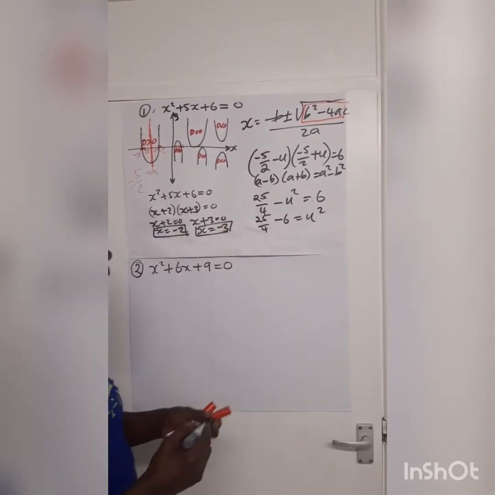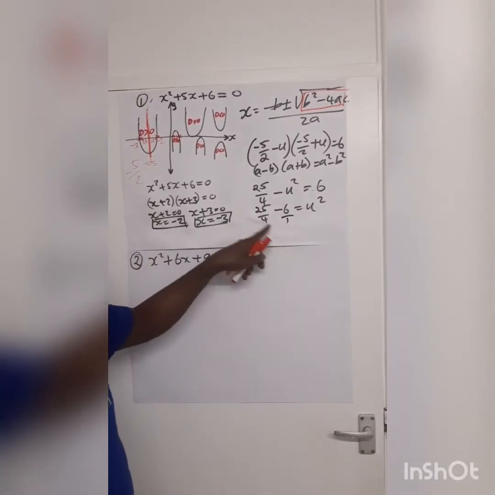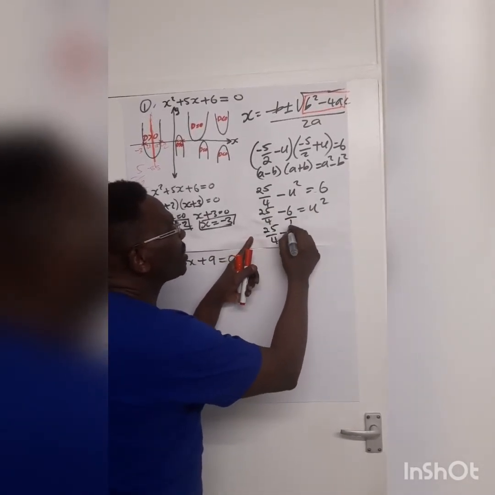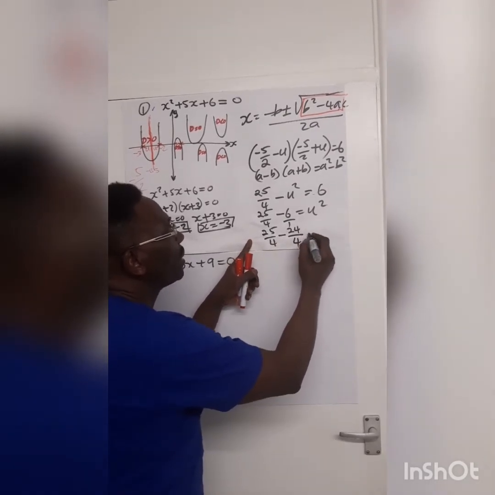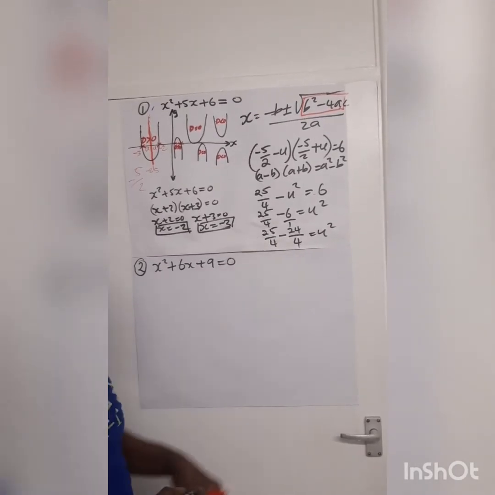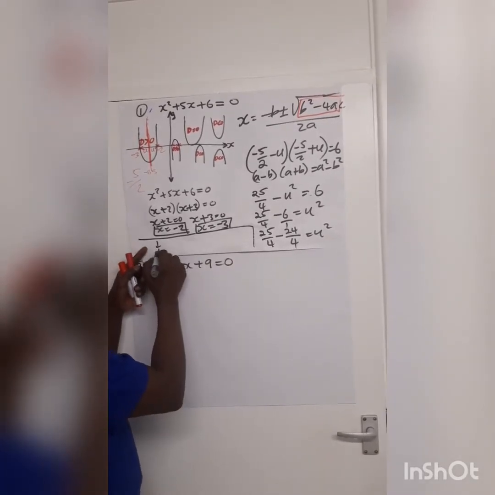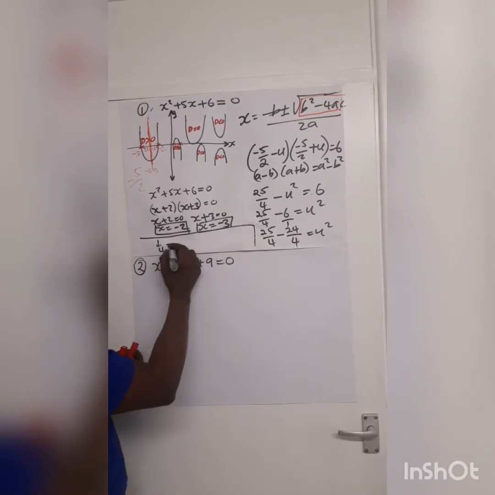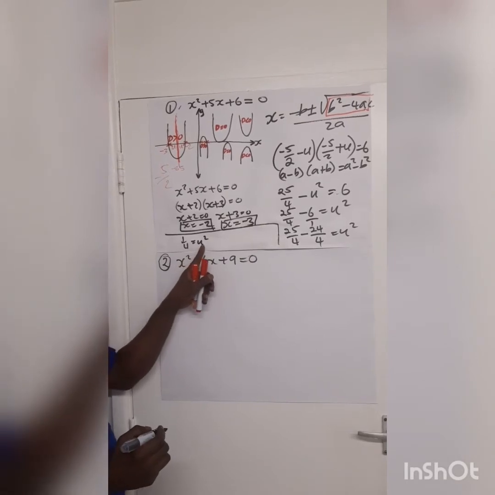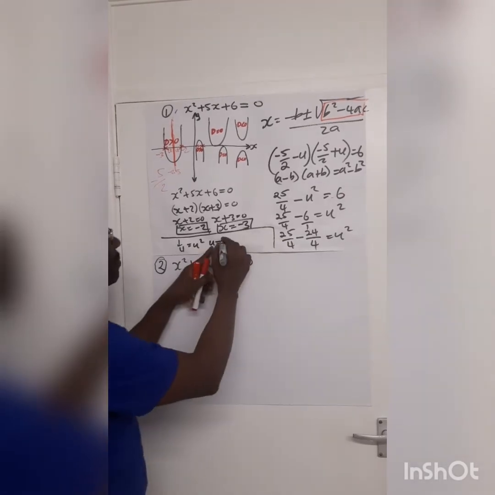Now, 6 is the same as 6 over 1, and I can just multiply that by 4 and that by 4. Therefore, I'll get 25 over 4 minus 24 over 4 equals u squared. And this 25 minus 24 will give me 1 over 4 equals u squared. And if I want u, I can just square root both sides, and therefore u equals a half.